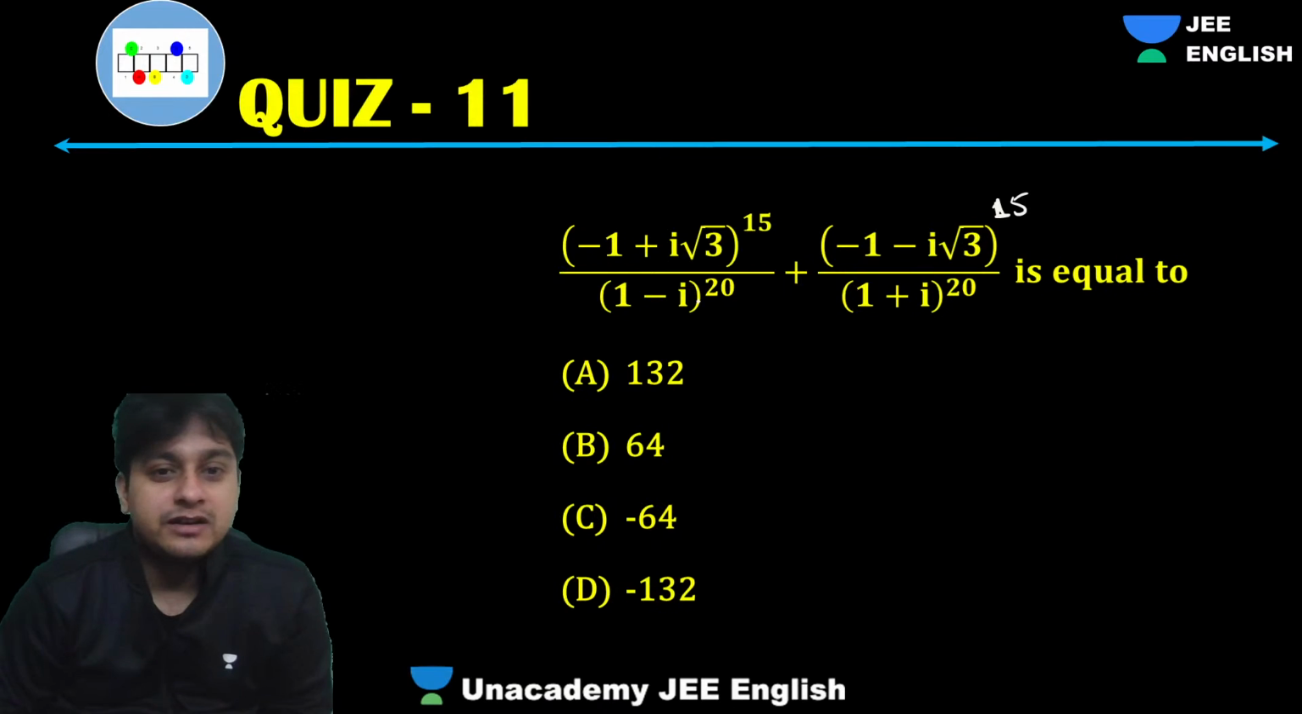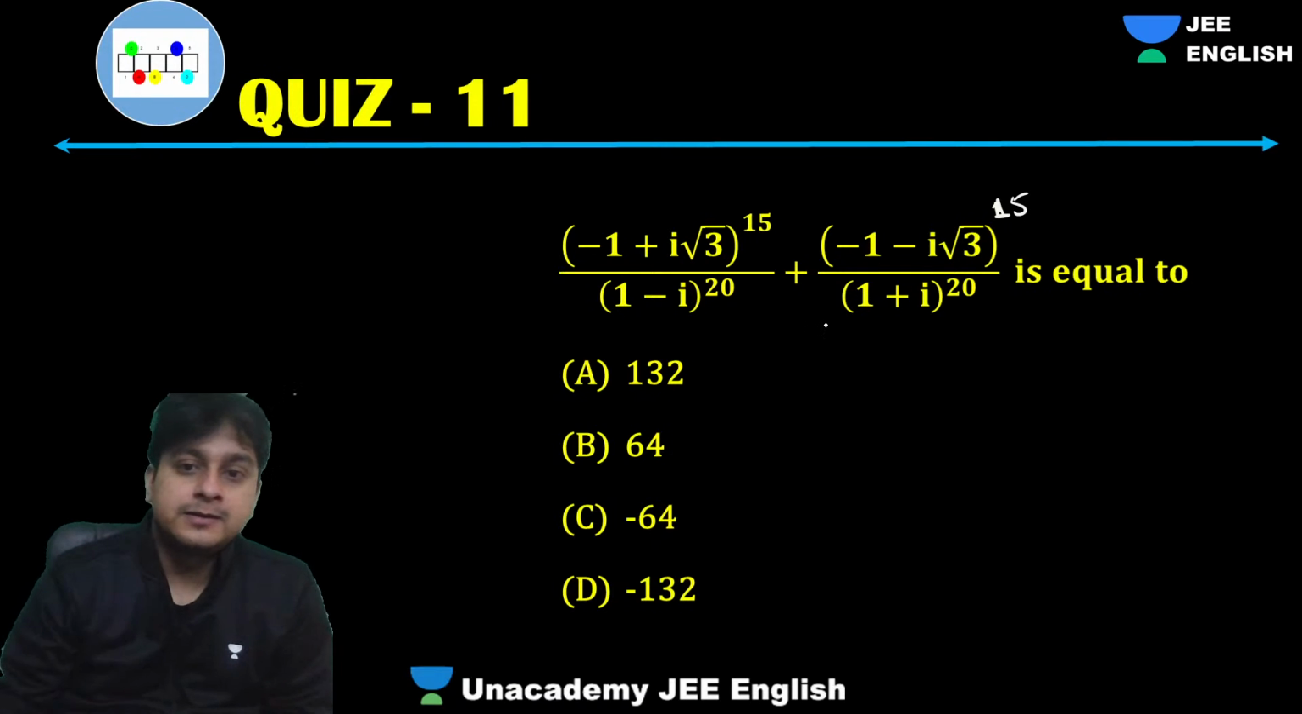Okay, guys, so this is one very good question. Let's see how many of you can do this one. This is the value which we want: 1 minus 1 plus i root 3 power 15, and then minus 1 minus i root 3 power 15, upon 1 minus i power 20. How to do it?